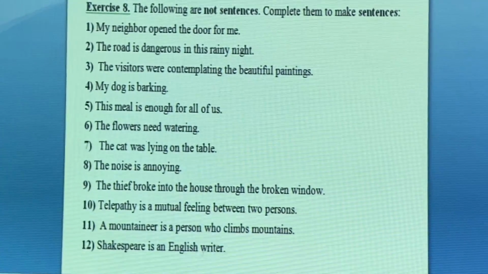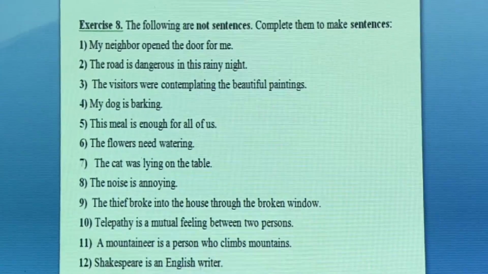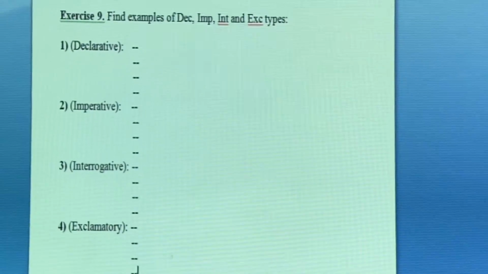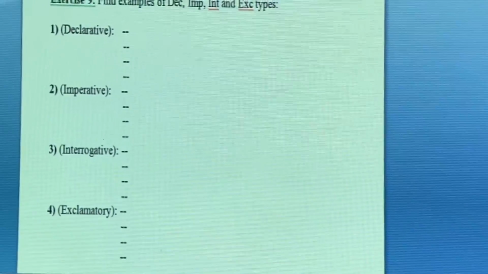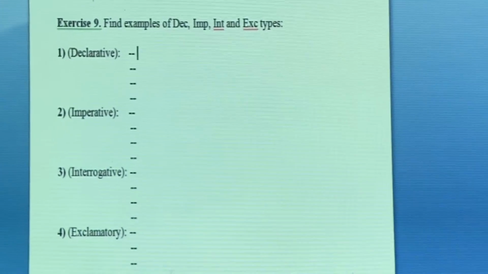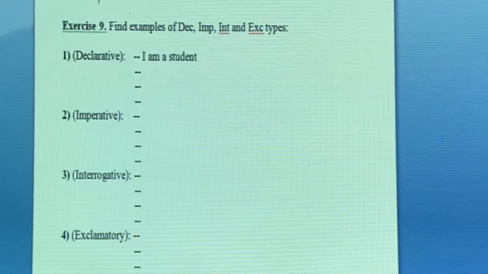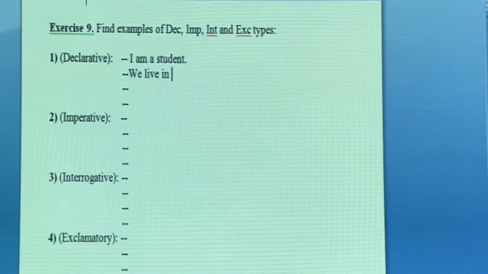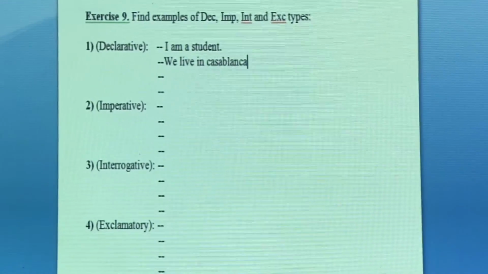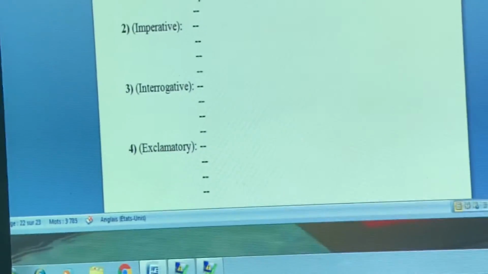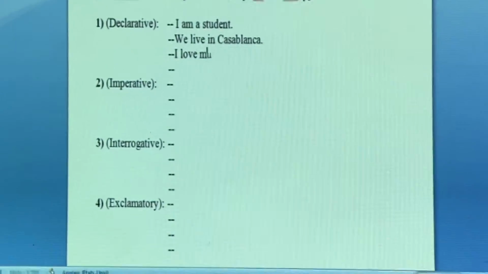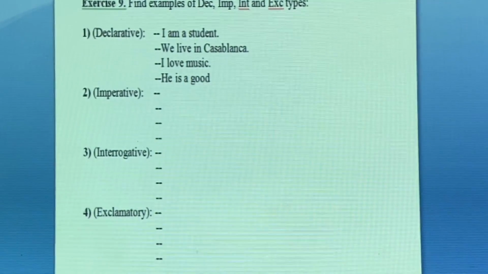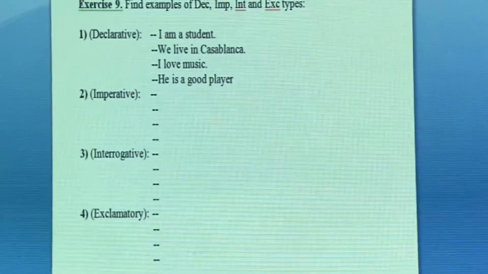Okay, so we have made these sentences that were not sentences into sentences that have predicates and subjects. Now let's find some examples of declarative sentences, imperative ones, interrogative and exclamatory. Declarative, so you say, I am a student. This is declarative. We live in Casablanca. This is declarative. I love music. He is a good player, football player or baseball player.